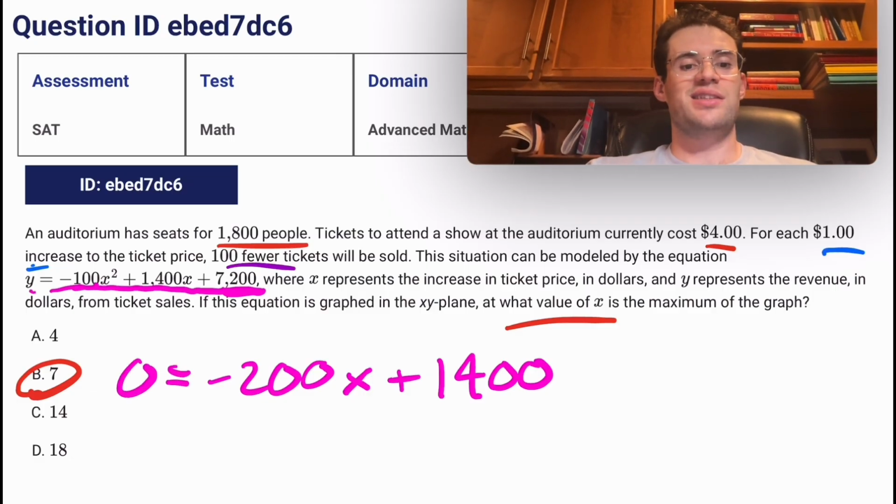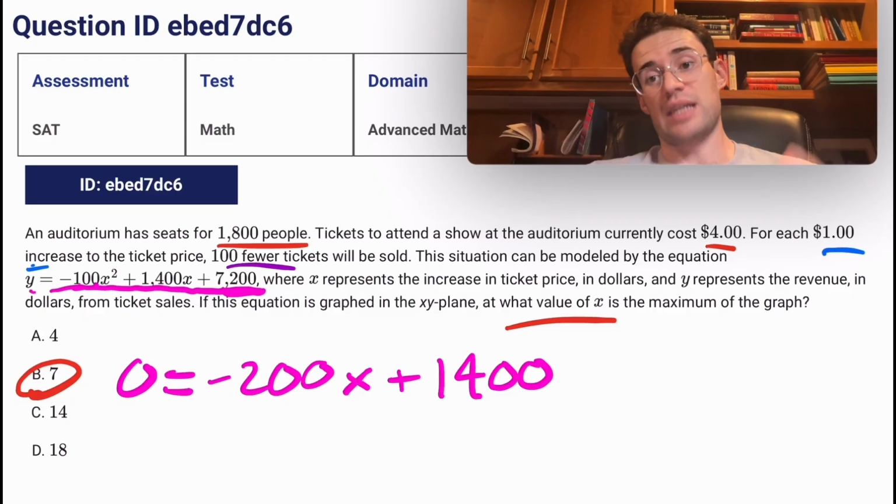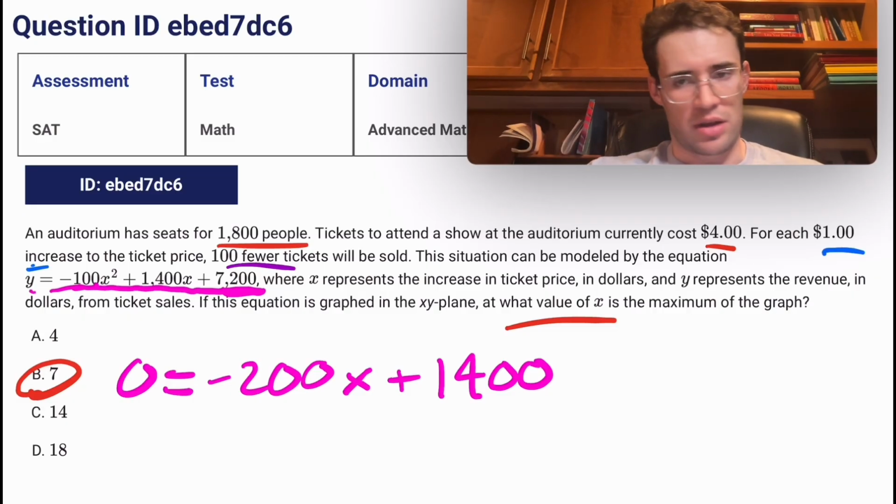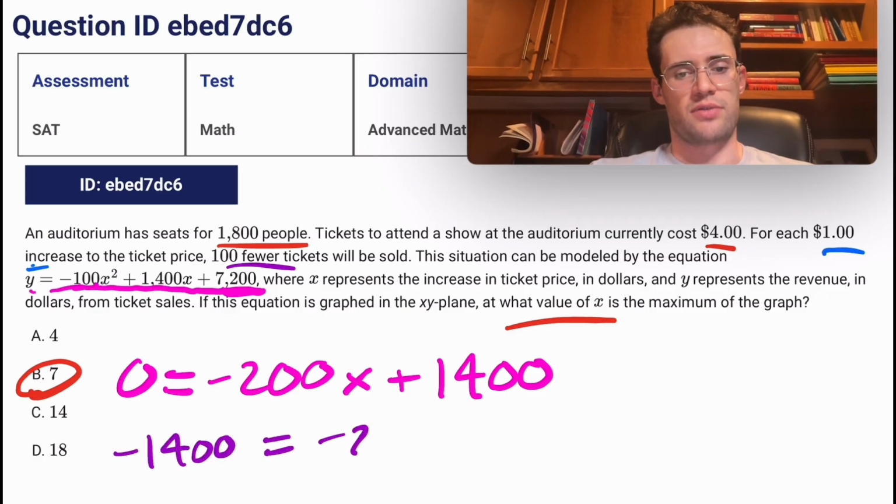Now, I know that already took about as long as it would take to type it in because I had to explain it. But if you've done these enough, you could do that derivative really quickly. So we have 0 equals this, and then you're just figuring out when is that true. So subtract 1400 from both sides. You get negative 1400 equals negative 200x.